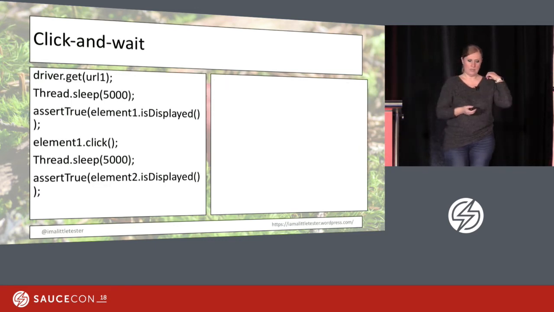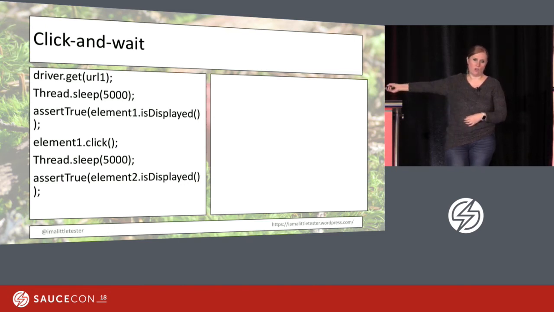Another example. Let's say that you want to open a page, the first page that you open. And the old test would look something like you're waiting for 5 seconds. You do an assert true that a button, let's say, is displayed. So you assert that the first element is displayed. Then you click on it. Then you sleep again because you kind of want to wait for a second element to be displayed.